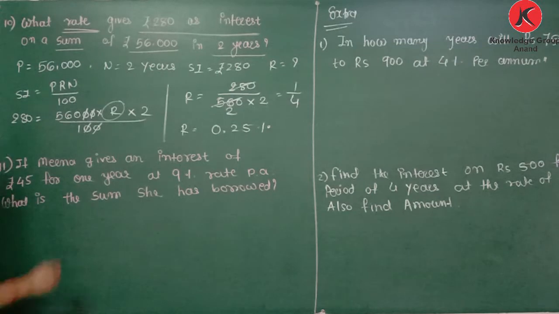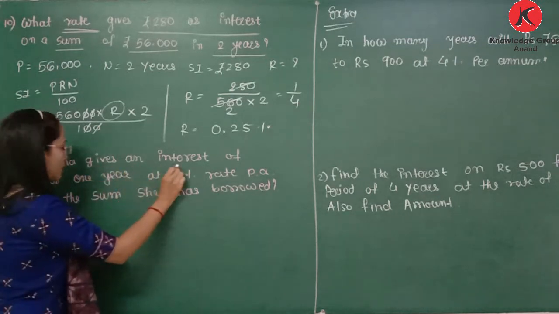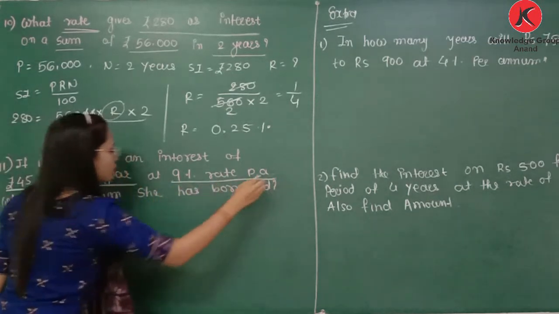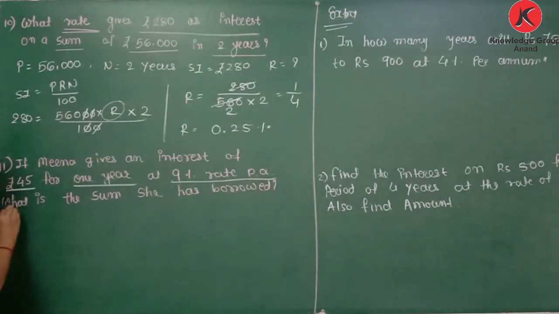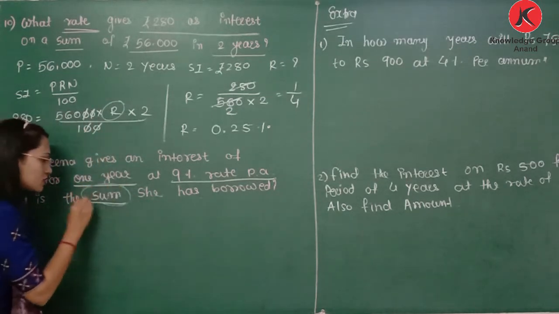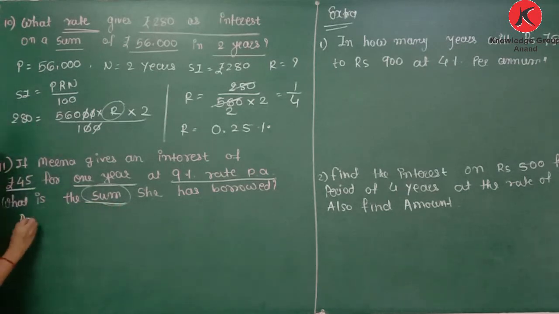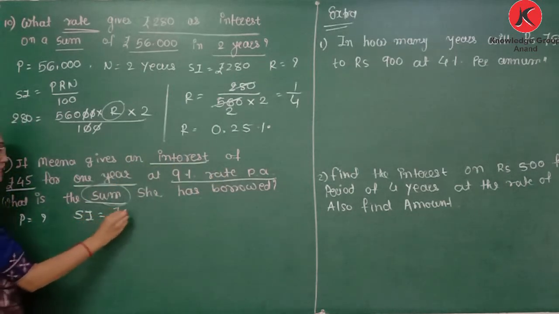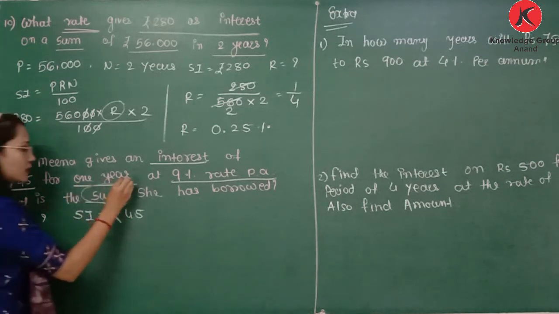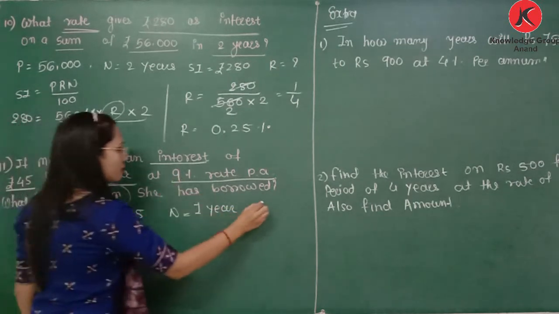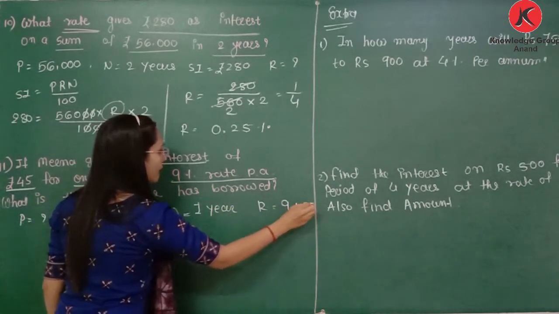Clear? Now next one. If Meena gives an interest of rupees 45 for 1 year at 9% rate per annum, what is the sum she has got? So we need to find the sum. Sum means what? We need to find the principal value. What other information is given? Interest of rupees 45, which means simple interest is given, rupees 45. 1 year means N is given, 1 year, and the rate is given, that is 9% per annum.